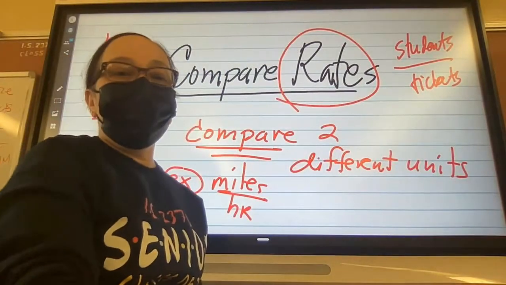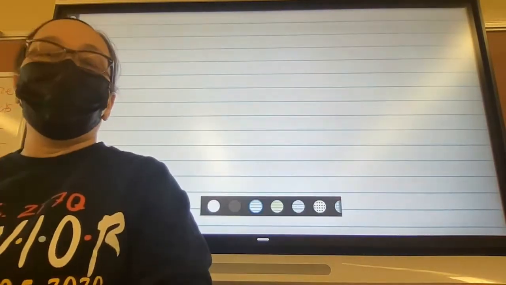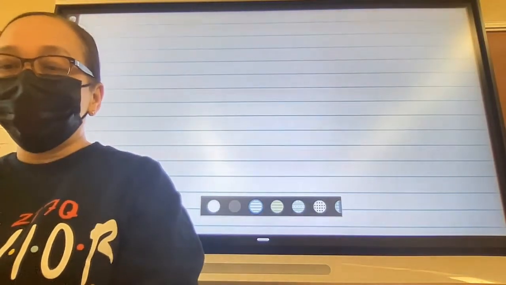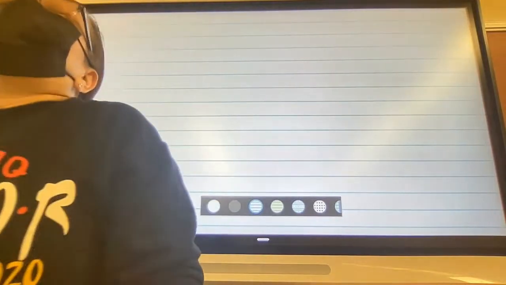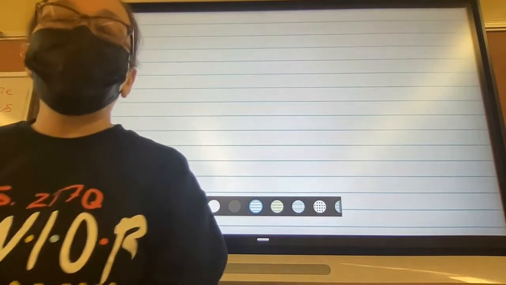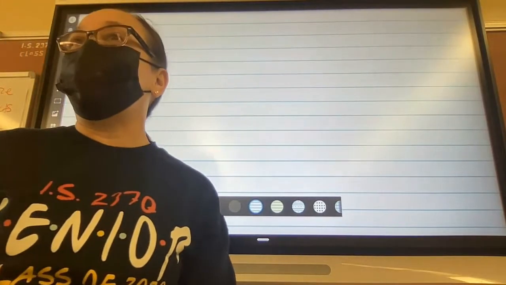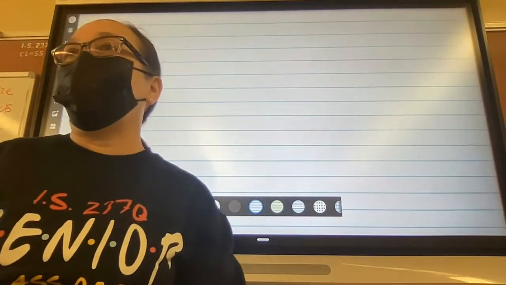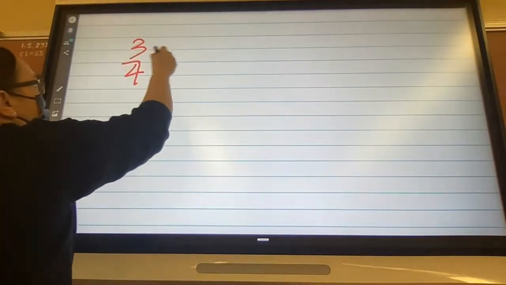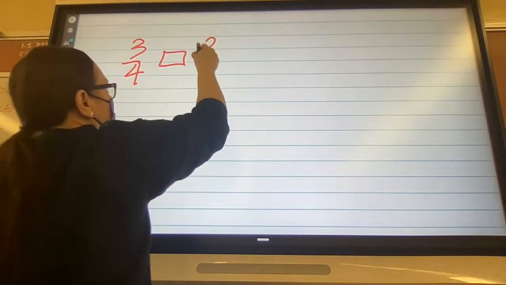So let's see how we use that idea to compare 2 things. We could compare 2 units, I mean rates, to see if they are greater or not. The same way as we did last time. What are the ways we could use? So let's say I have 3/4. We compare it to 2/5.